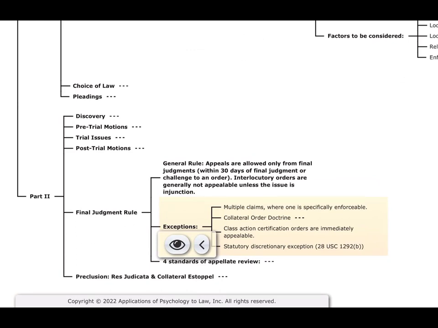Interlocutory orders are generally not appealable unless the issue is injunction. For Rita, the issue is not injunction. For Don's Market, it might have been, but not for Rita. What are the exceptions to that rule? Multiple claims where one is specifically enforceable. We don't have that here. Collateral order doctrine, class action certification, statutory discretionary exceptions. Well, I don't think we have any of those here either. Collateral order is something that's an important question, collateral or unrelated to the underlying merits of the dispute. So a common example is a ruling on whether someone is liable for indemnification.